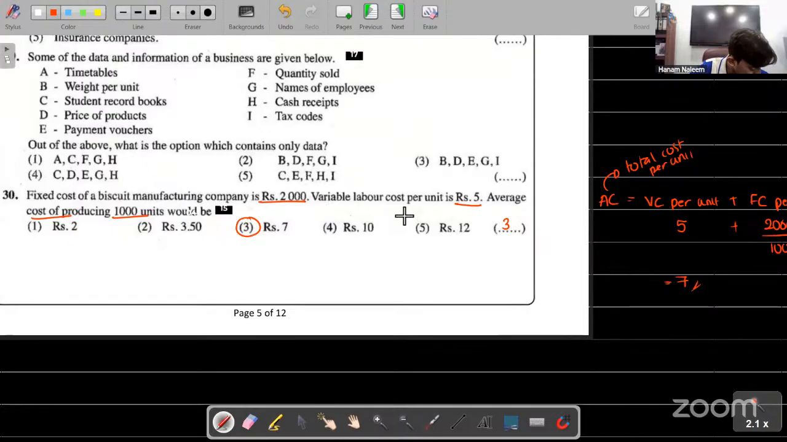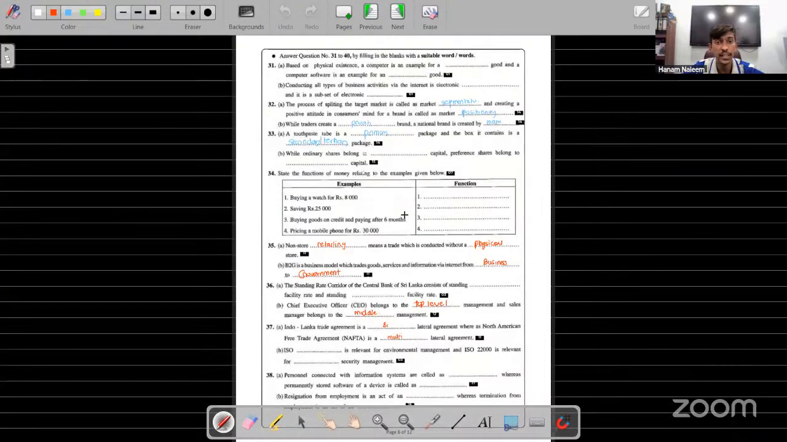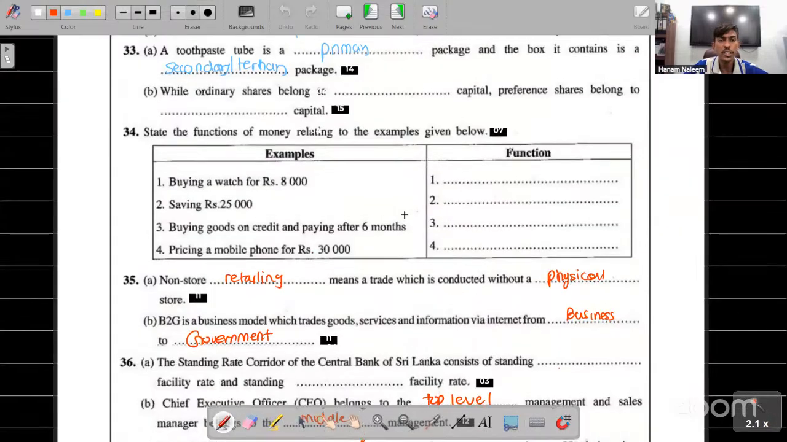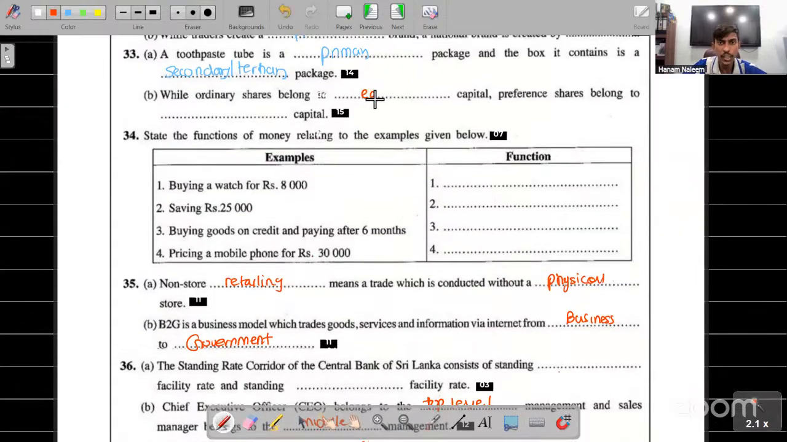Then 30 done. 33B. Ordinary shares belong to equity capital and preference shares belong to debt capital. There's a small thing you have to understand, so note it down if you want. Usually in financial statements, when we record preference shares, under which capital do we record it? Equity capital or debt capital?